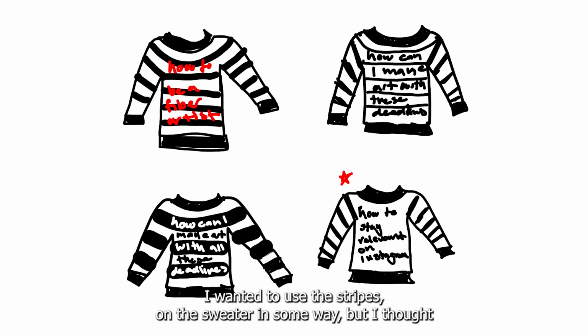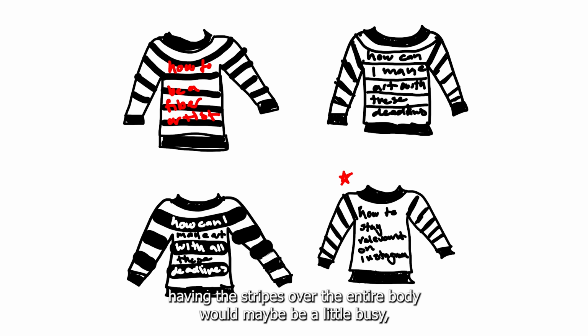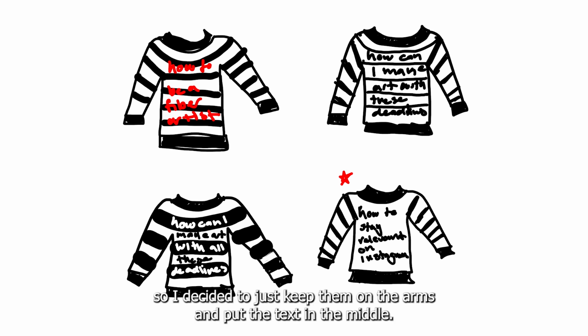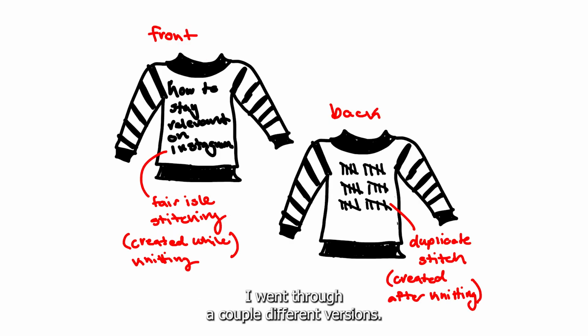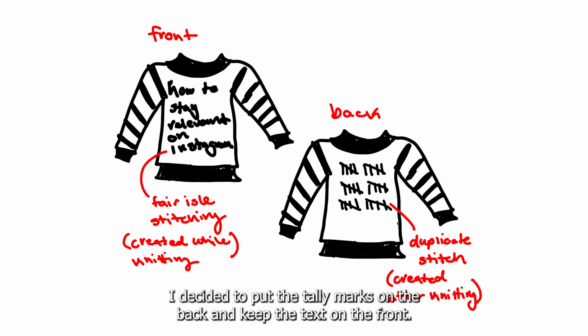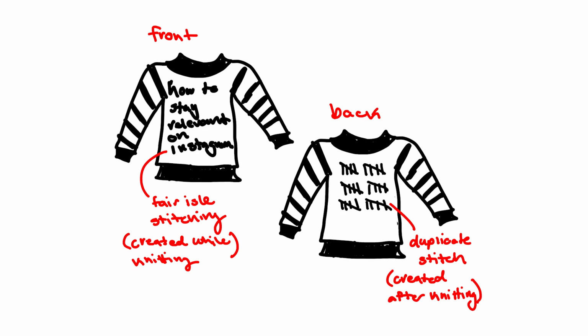I wanted to use the stripes on the sweater in some way, but I thought having the stripes over the entire body would maybe be a little busy, so I decided to just keep them on the arms and put the text in the middle. I went through a couple different versions. I decided to put the tally marks on the back and keep the text on the front.